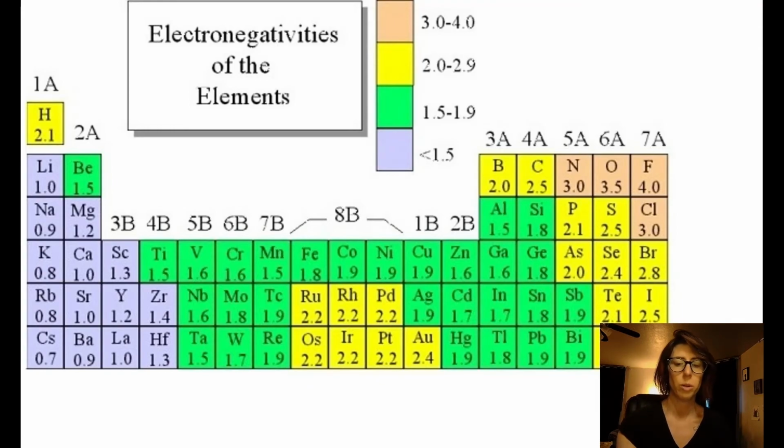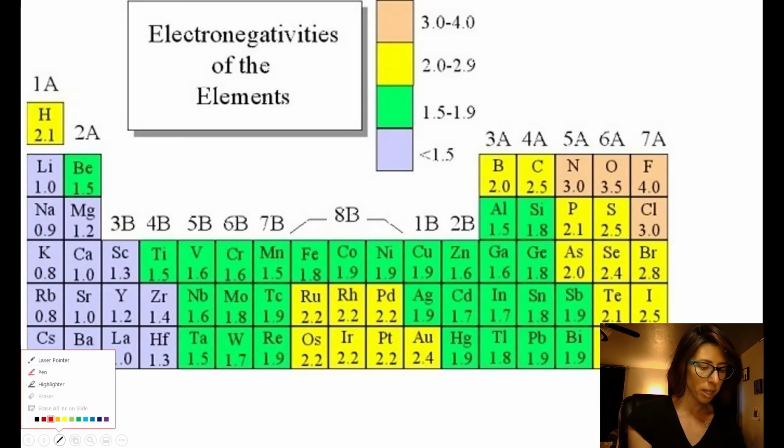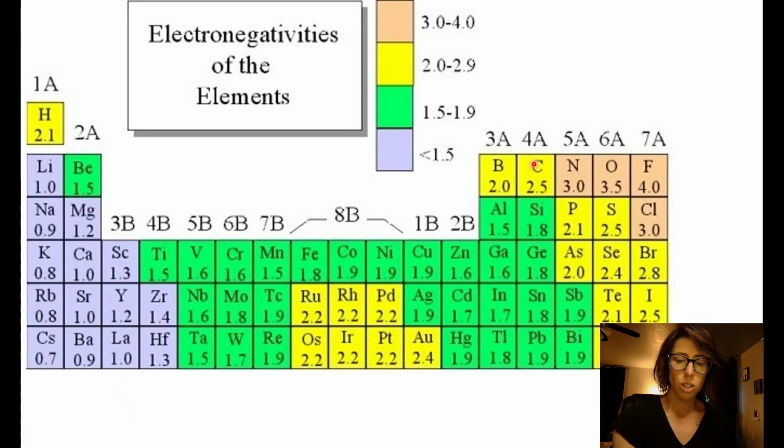So for example, we looked at methane. Methane is a carbon attached to, sharing electrons with hydrogen. Let me get my little laser pointer. So there's carbon. It has an electronegativity of 2.5. Hydrogen has an electronegativity of 2.1. It's not perfectly equal, but those electronegativities are similar enough that the electrons are shared fairly evenly.